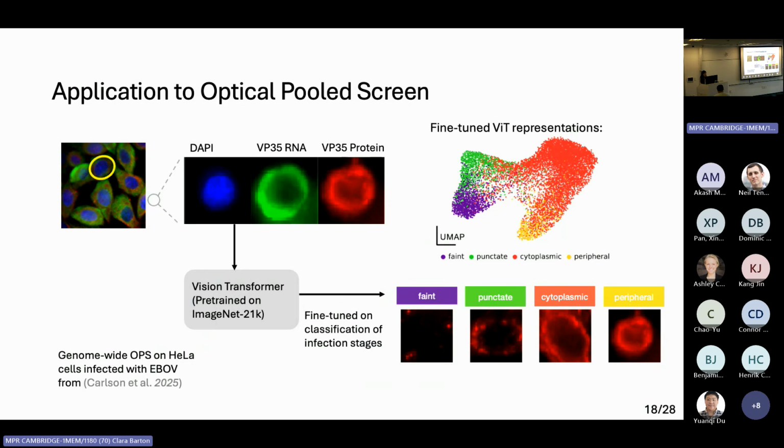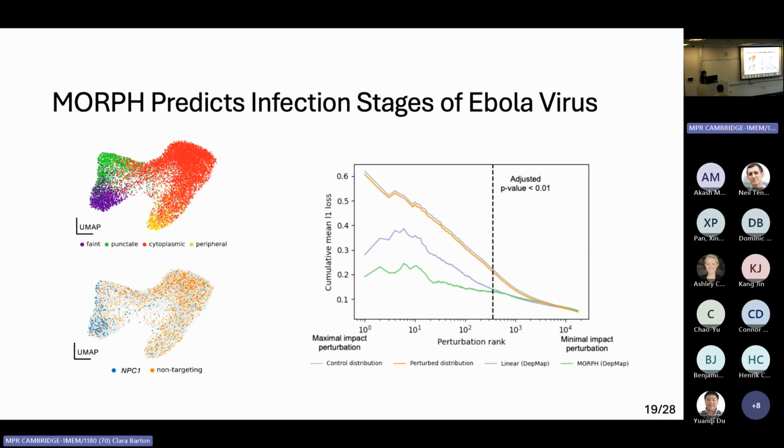And what we did is train MORPH on a subset of perturbations. For each perturbation, you can look at where the perturbed cells lie in this UMAP. For this MPC1, you can see all the blue dots. That's where the single cells from perturbing this gene correspond to. Most of it is in the faint and punctate stages, whereas non-targeting is spread all over the place.